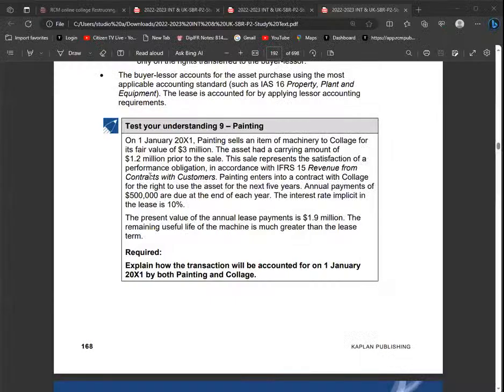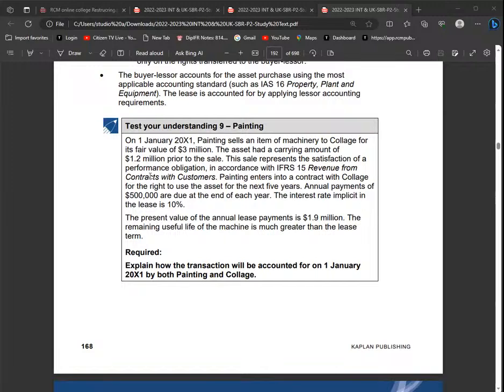We are told on 1st January 2011, painting sells an item of machinery to college for its fair value of 3 million. So the fair value is 3,000 because I'm cutting the 3 zeros. Then they are telling us the asset had a carrying amount of 1,200. So the carrying amount is the same as carrying value, 1,200.